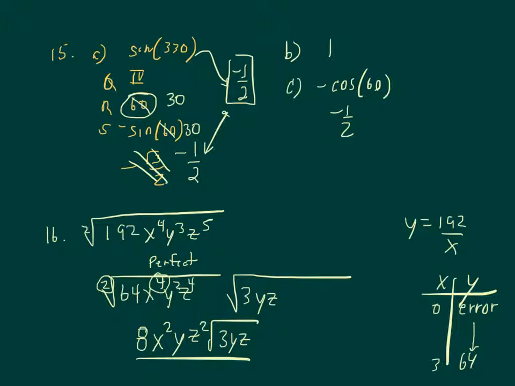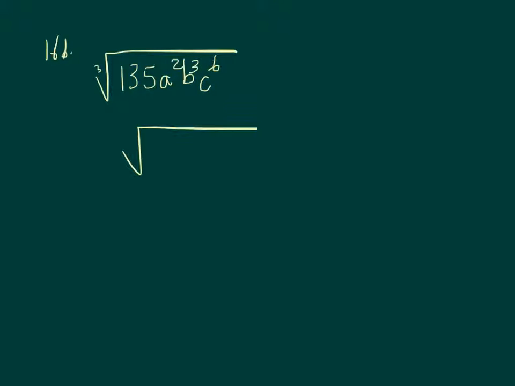Okay, so that is 16a. 16b, okay, so 16b, what we have is we have a cube root. So you need to notice that you are dealing with a cube root. So the process is the same, but we're looking for different things. So this is a squared b cubed, c to the 6th. And again, 2 radicals here.